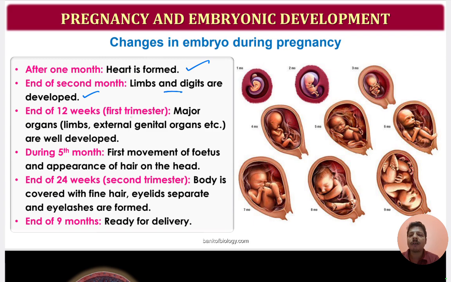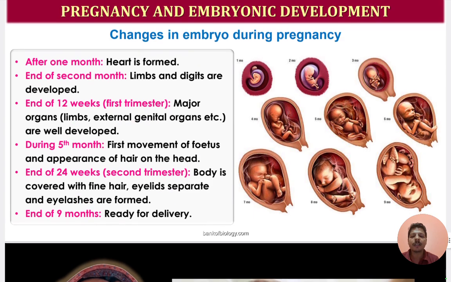End of 12 weeks or first trimester, major organs like limbs and external genital organs are well developed. During the 5th month, fast movement of the fetus and appearance of hair on the head. At the end of 24 weeks, second trimester, the body is covered with fine hair, eyelids separate and eyelashes are formed. End of 9 months, it is ready for delivery. That is called parturition.